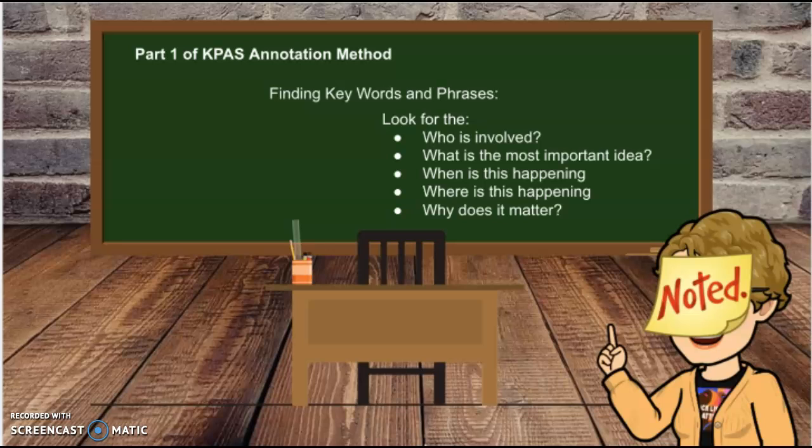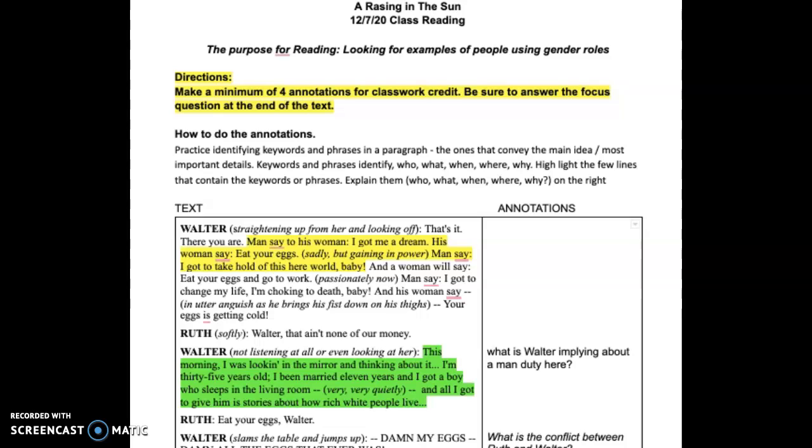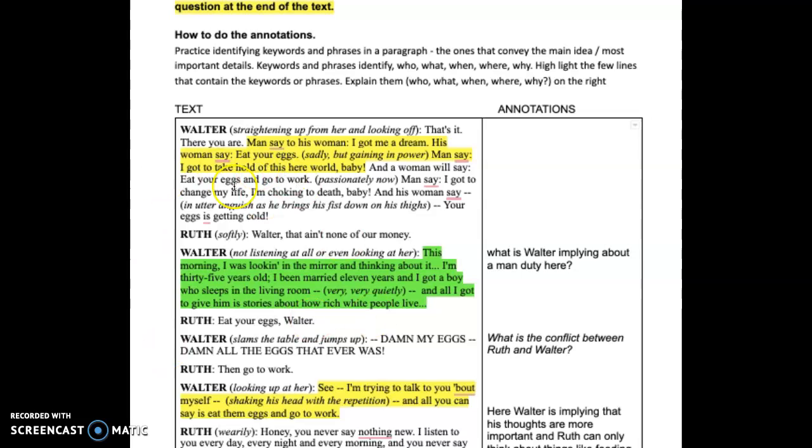Sun? All right. I've clicked into today's work. You'll notice it has the same date. It has a purpose for reading. We're looking at examples of people using gender roles in the play, rather than the novel. You're going to make a minimum of four annotations for classwork credit. And let's be clear, the annotations that I'm making below do not count. So you're going to have to make four of your own.